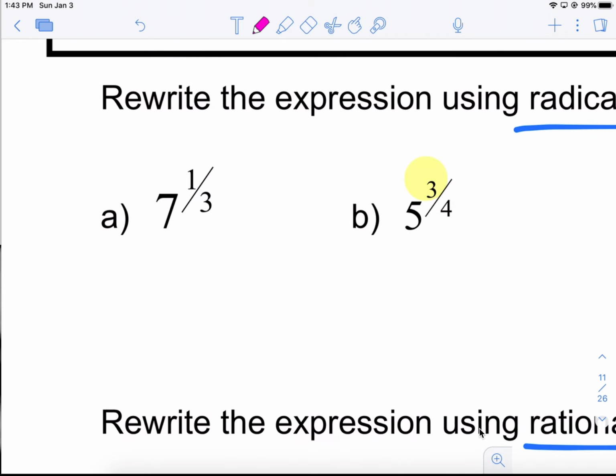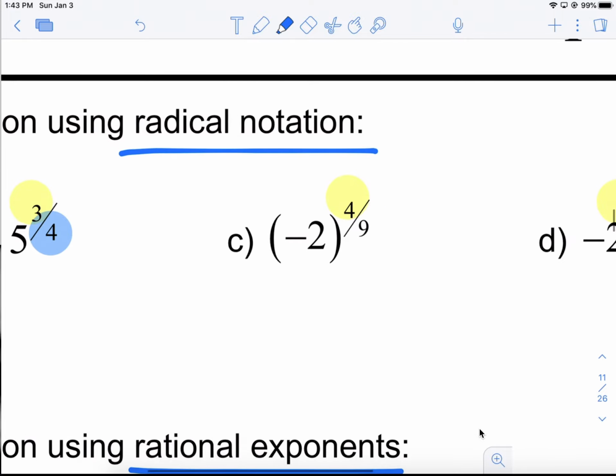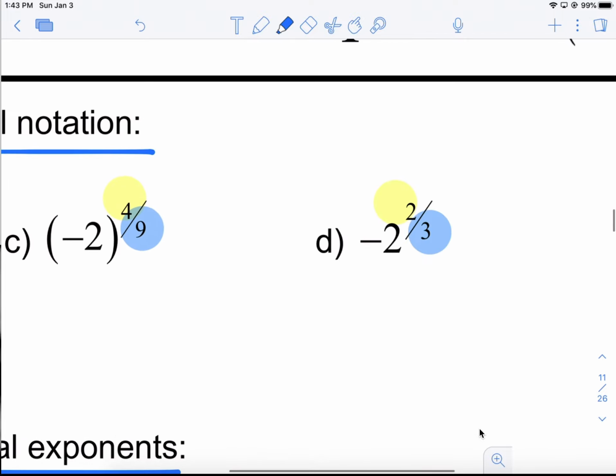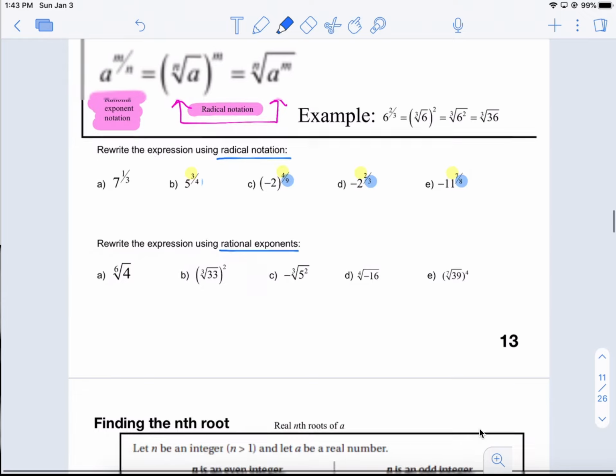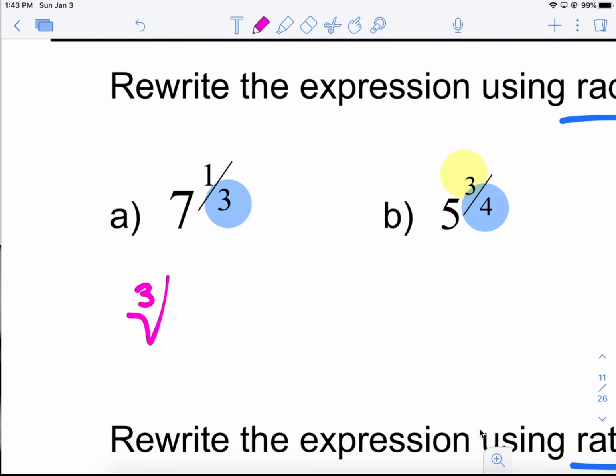All right, let's talk about this first one. I know that I need a cube root because these have the denominators. Let me do that in blue first. Okay, so I know that this one needs to be a cube root. And then I would not say 7 to the first power. I would just say 7. That's all you're doing. If it says write in radical form, that's what I want.